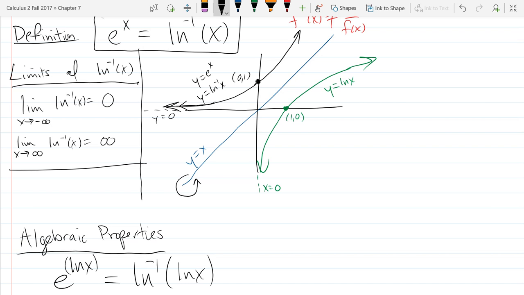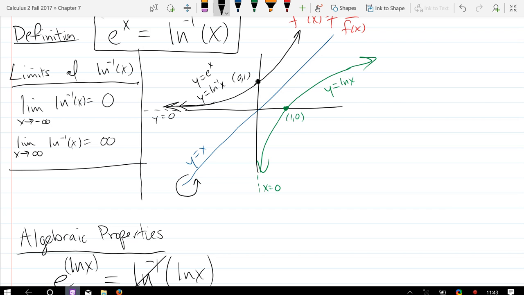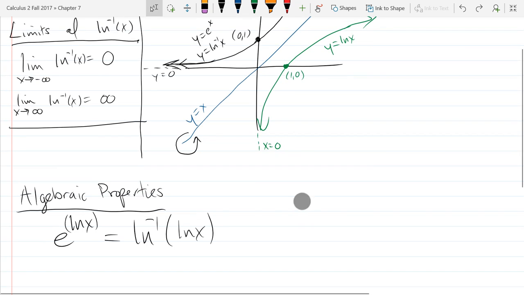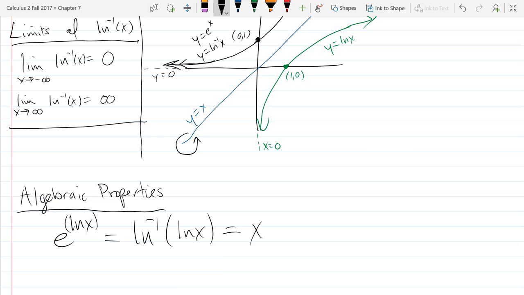Not quite 1. No. It's going to be x. So the function inverse of the function, the functions cancel each other out. If you were using canceling notation, you would cross out the functions, not the x itself. So they're going to cancel out and give us x.